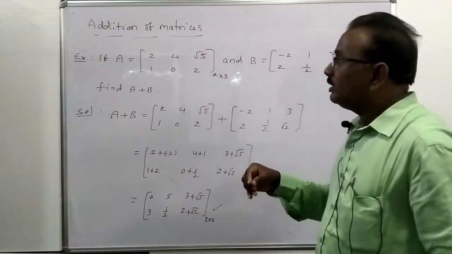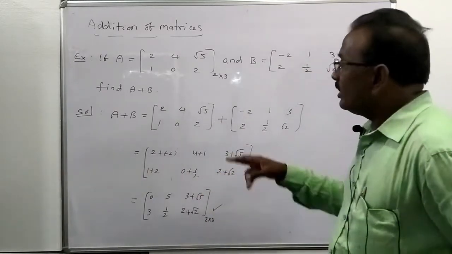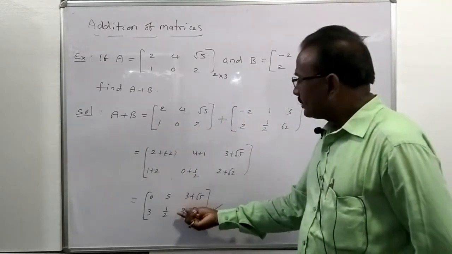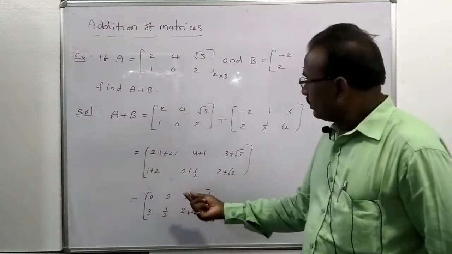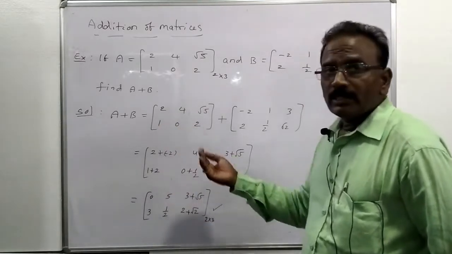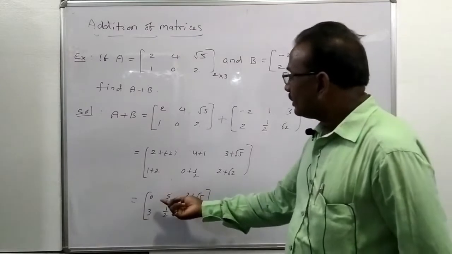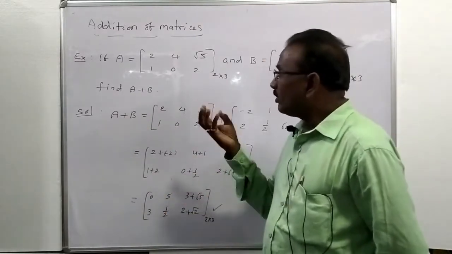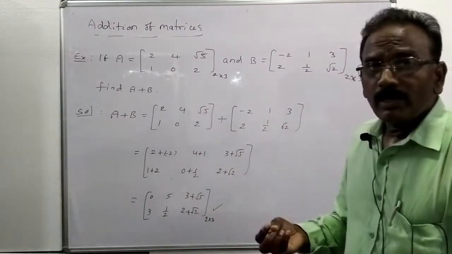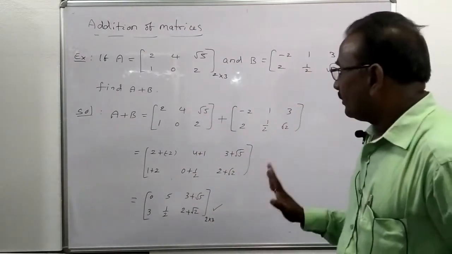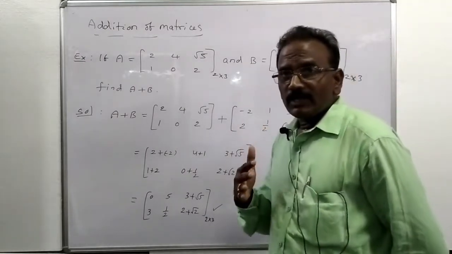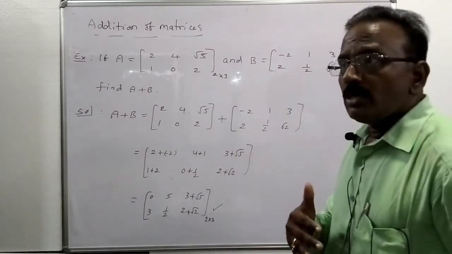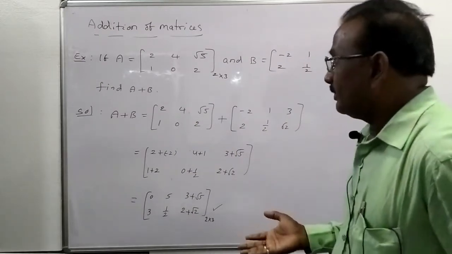So now the definition of addition of matrices is, if A and B are two matrices of the same order, then A plus B is a matrix whose elements are obtained by adding the corresponding elements of matrix A and matrix B. So order of A, order of B, order of A plus B, all are equal to 2 by 3. So therefore matrix addition is possible only if their orders are the same. Otherwise matrix addition and difference of matrices is also not possible.